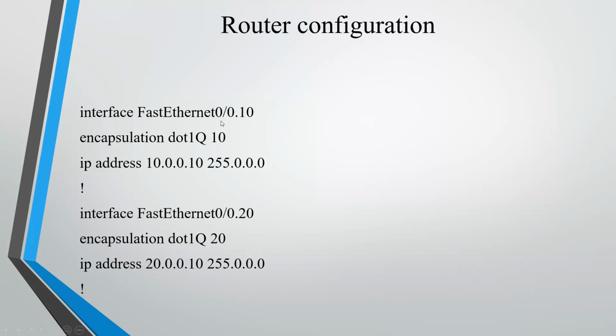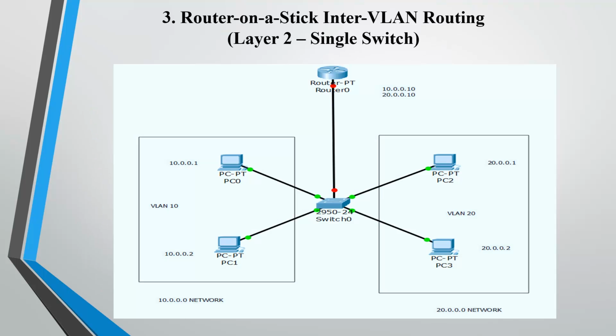Here we are creating two sub interfaces, FastEthernet 0/0.10 and FastEthernet 0/0.20. Here I am going to enable the encapsulation dot1q for VLAN 10. Then I am going to enable the dot1q encapsulation for VLAN 20, and I am assigning the IP address. So this is the configuration. Once you do this configuration, automatically you can ping from VLAN 10 to VLAN 20. This is a single switch environment. This is an example of router on a stick using a single switch environment.